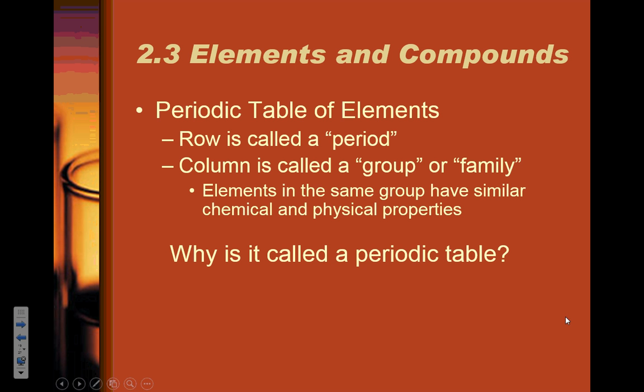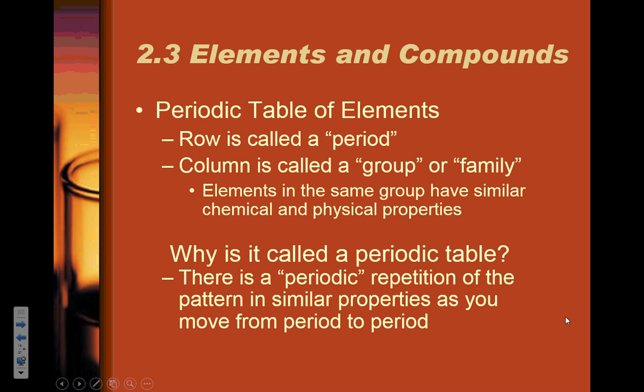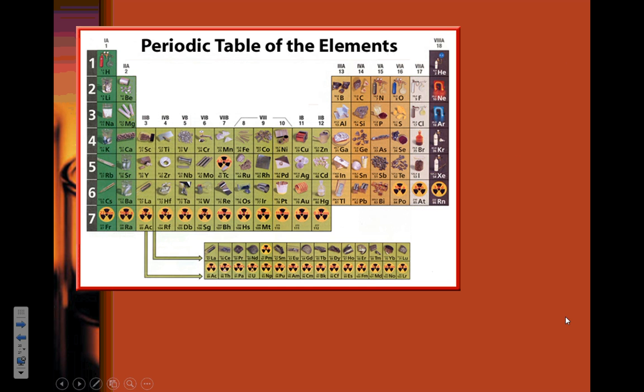Now, we call it a periodic table of elements. So what does periodic mean? So how is the periodic table of elements periodic? Well, what happens is, as you wrap around the table and come back to the same column, you have a periodic repetition of the pattern in similar chemical properties. So when you wrap around and come back to the same column on the table, you have things that are chemically similar to each other. So there's a periodic repetition of things with similar properties on the table.